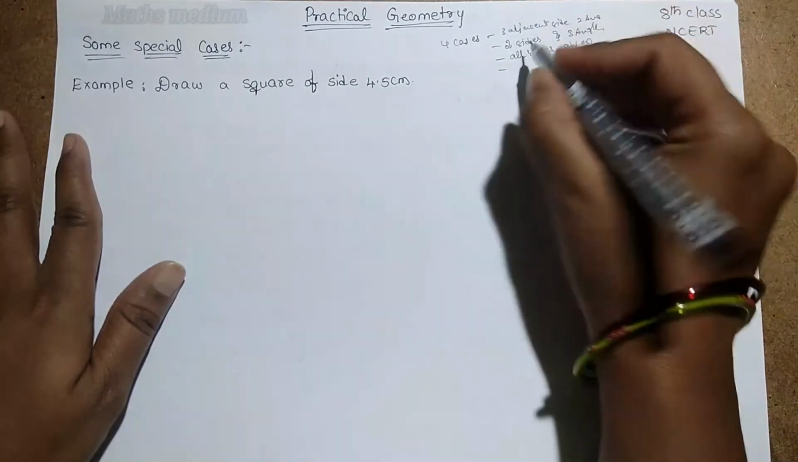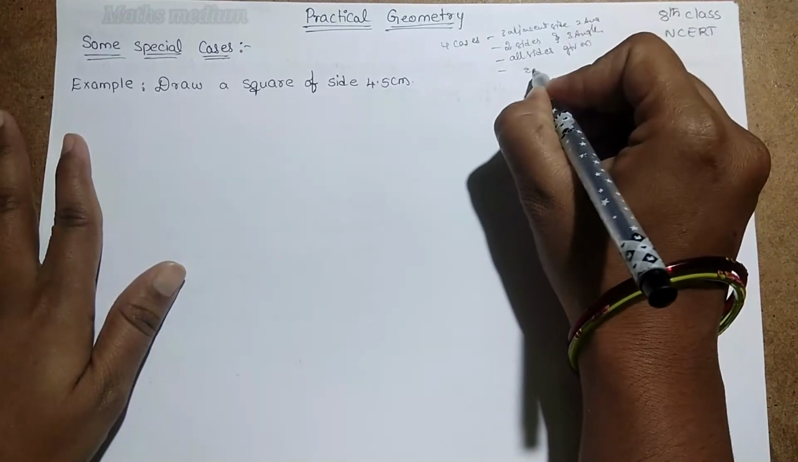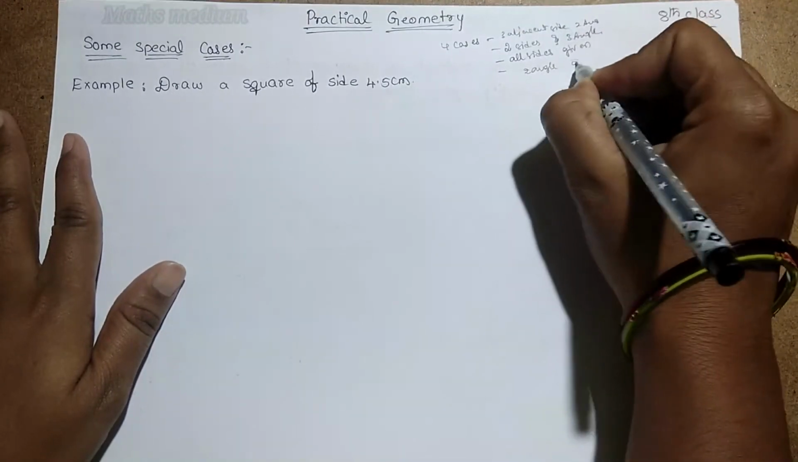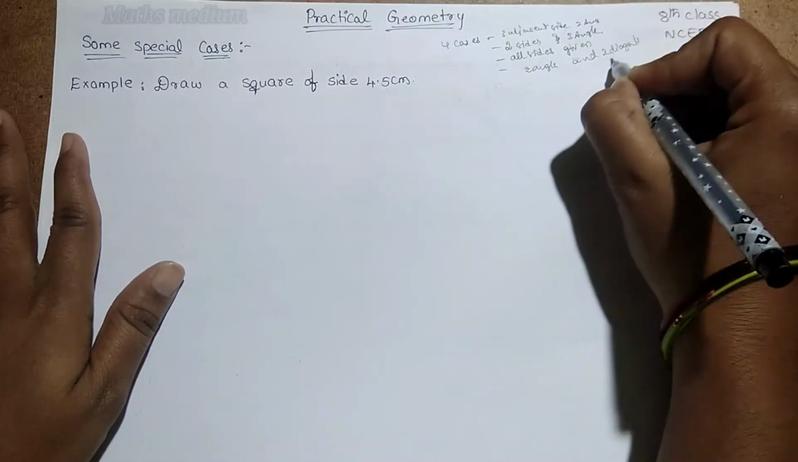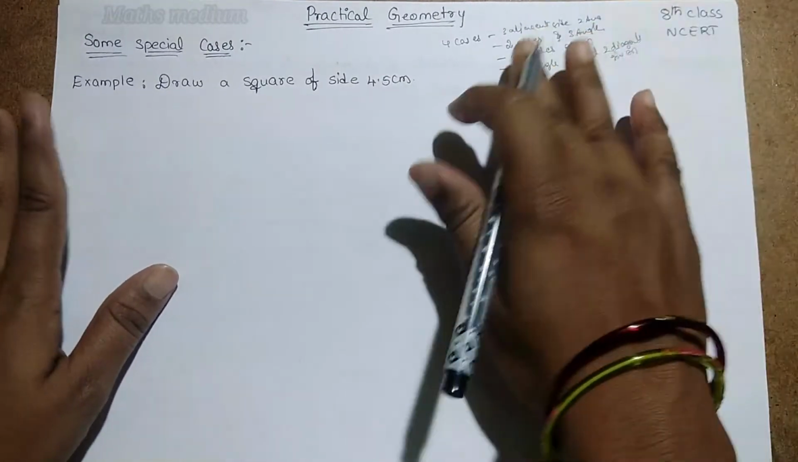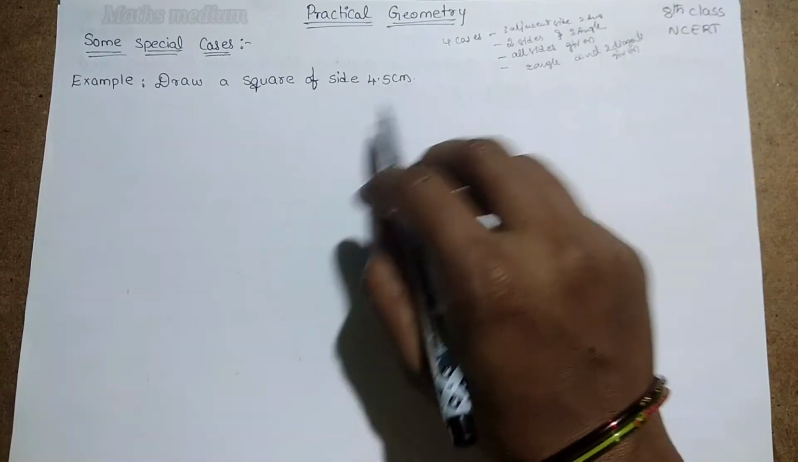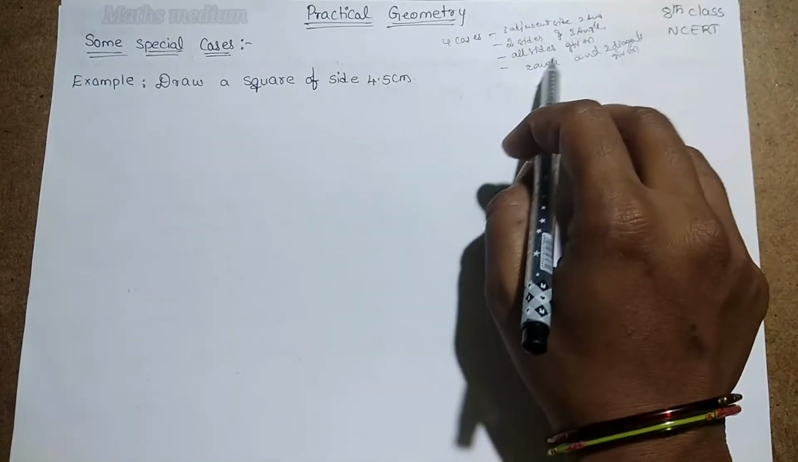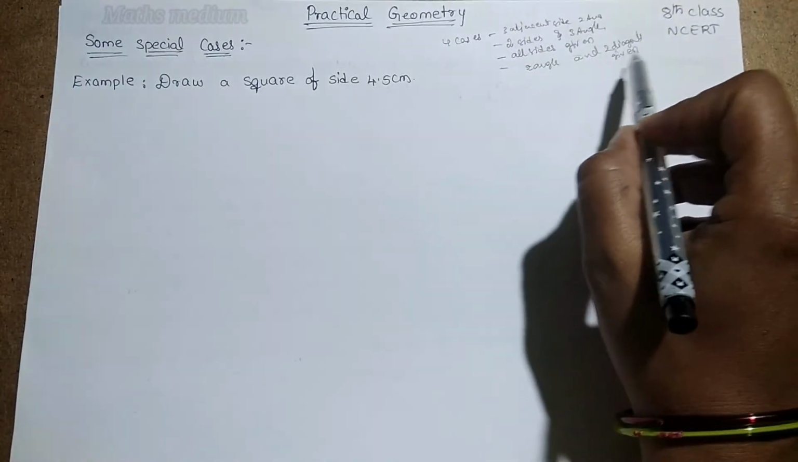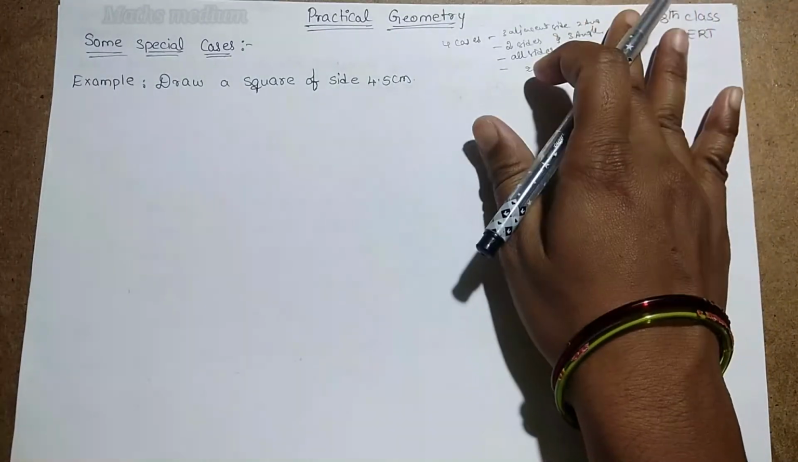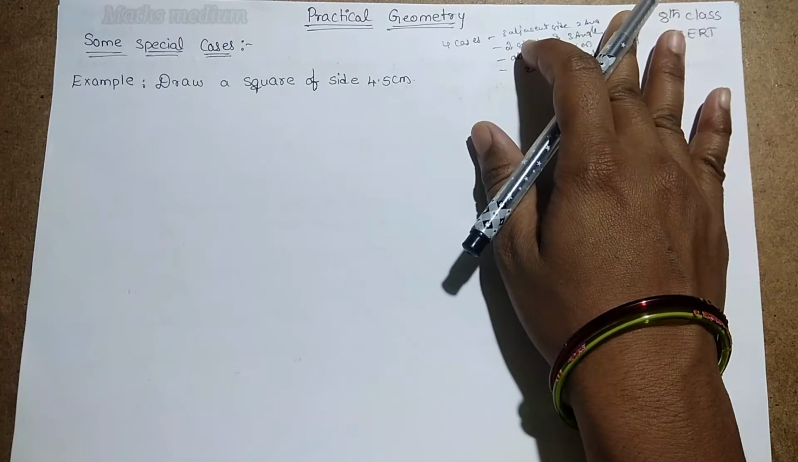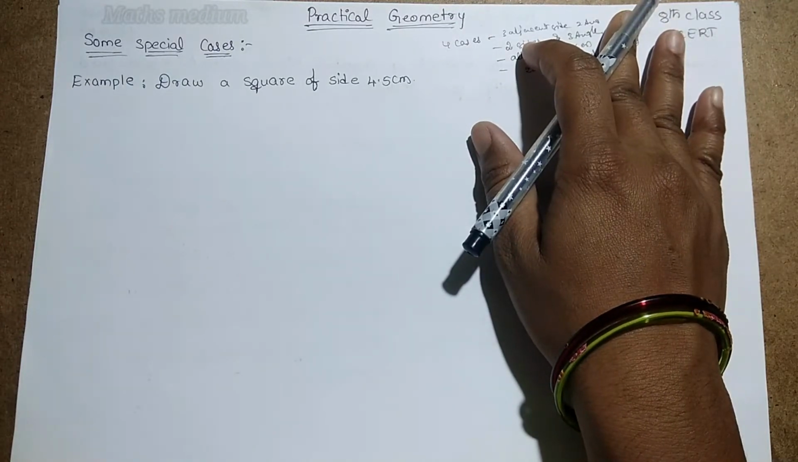Another case is 2 angles and 2 diagonals given. So, in previous cases, we already constructed these cases with the 3 adjacent sides and 2 angles, 2 sides and 3 angles, all sides given, or 2 angles and 2 diagonals given. So these are the 4 cases. Already we solved the problems in previous videos. See the description box for the link.